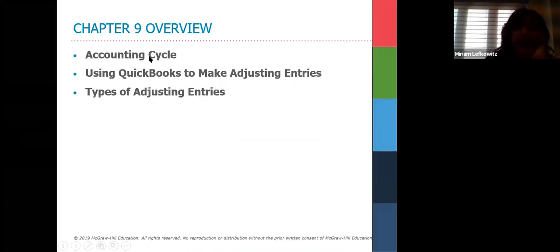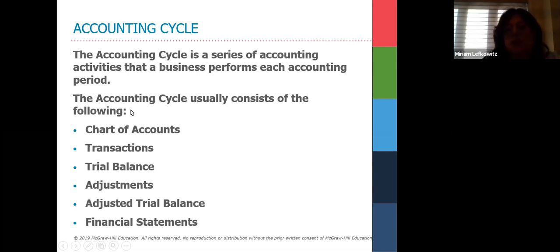Okay, so we're discussing the accounting cycle in this chapter, which is chapter 9. You're using QuickBooks and you're going to make adjusting entries. We will see the flow, how you do it, and the types of adjusting entries. You did learn adjusting entries in financial accounting, but now you're going to do it online.